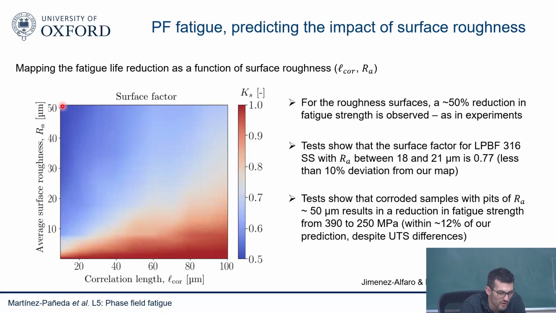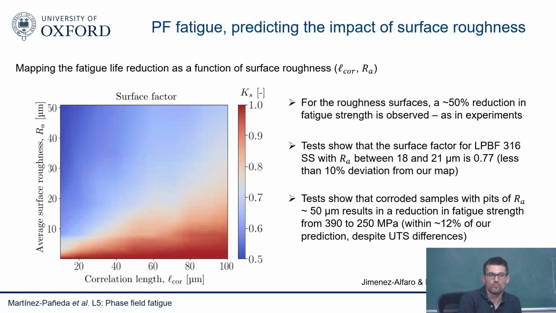You can see that for the smallest values, we are taking values of average surface roughness and correlation that are representative of what you get out of manufacturing processes, pitting corrosion. And you can see that the smallest number that we get of surface factor is around 0.5, which is what is reported in the literature. The experimental literature typically reports a 50% reduction in the worst cases. So this is what we also get. But we can also test that it seems to be in good agreement with experimental data out there.